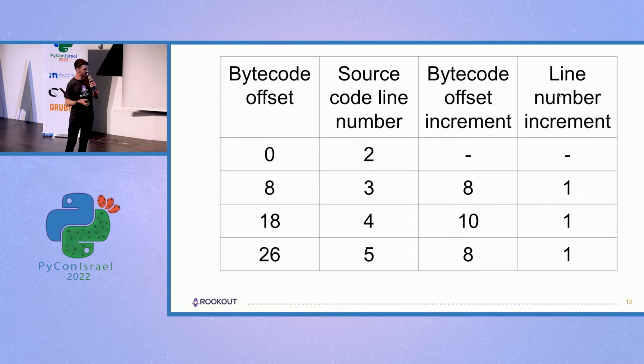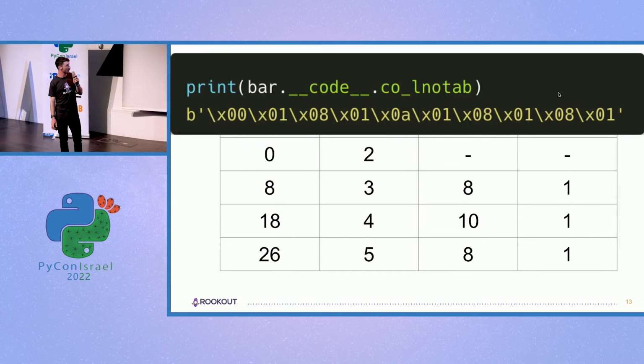So with the line numbers, each increment is by 1. But with the bytecode offsets, we have several increments. And eventually, you can access the line table by using the __code__ attribute. We can access this, which is actually the bar function that we have had. This is the line table. And so that was the situation until Python 3.9.